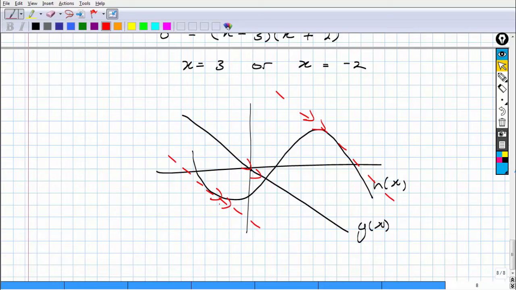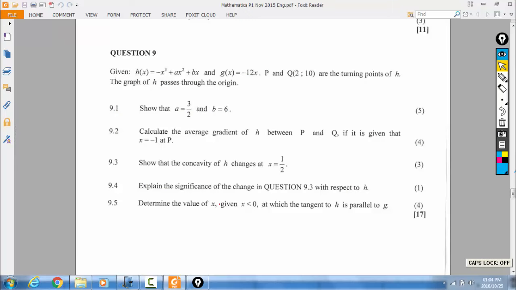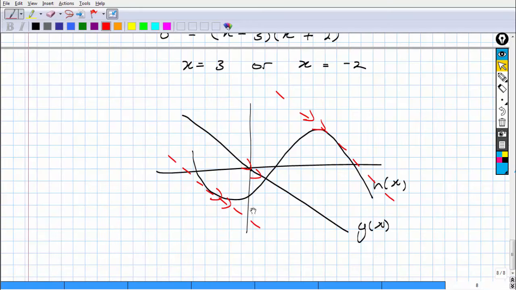Now, which point do they actually want? Well, if you go back to the question, they're specifically asking for when x is less than 0. And x is only less than 0 in that one. So therefore, you'd simply say x equals negative 2. Only, not that one. Okay. And that brings us to the end of question number 9.